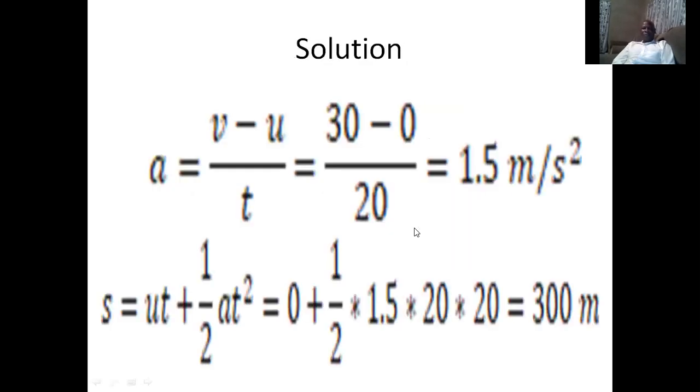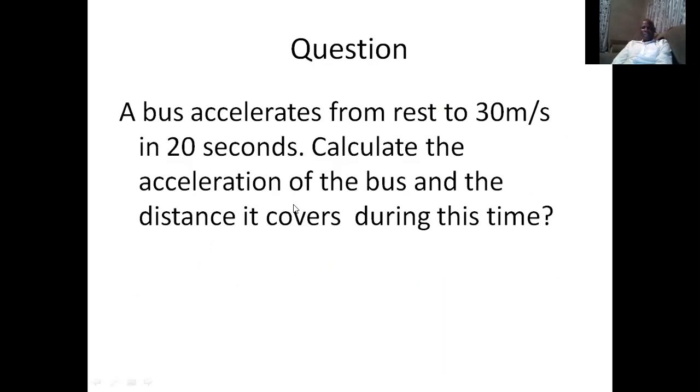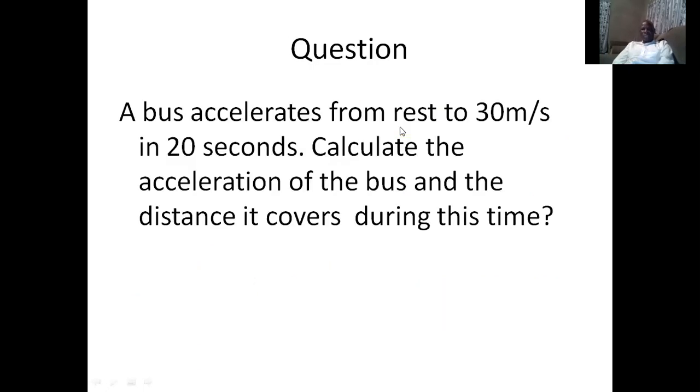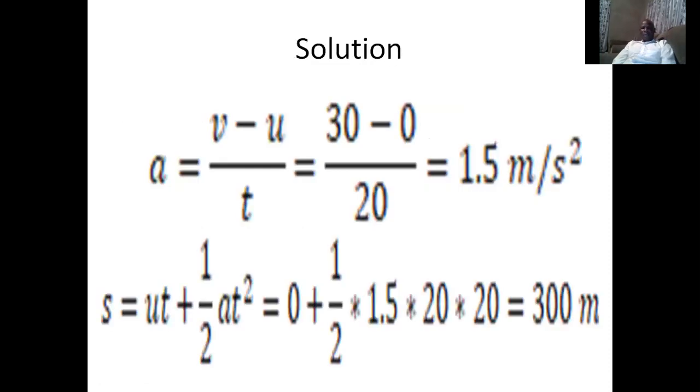And so acceleration, we know, is final velocity minus initial velocity over time. We identified that 30 meters per second was the final velocity, minus the initial velocity, which was 0 because it was starting from rest, meaning that something is not moving at all. Then divided by 20, and we get 1.5 meters per second squared as our acceleration.